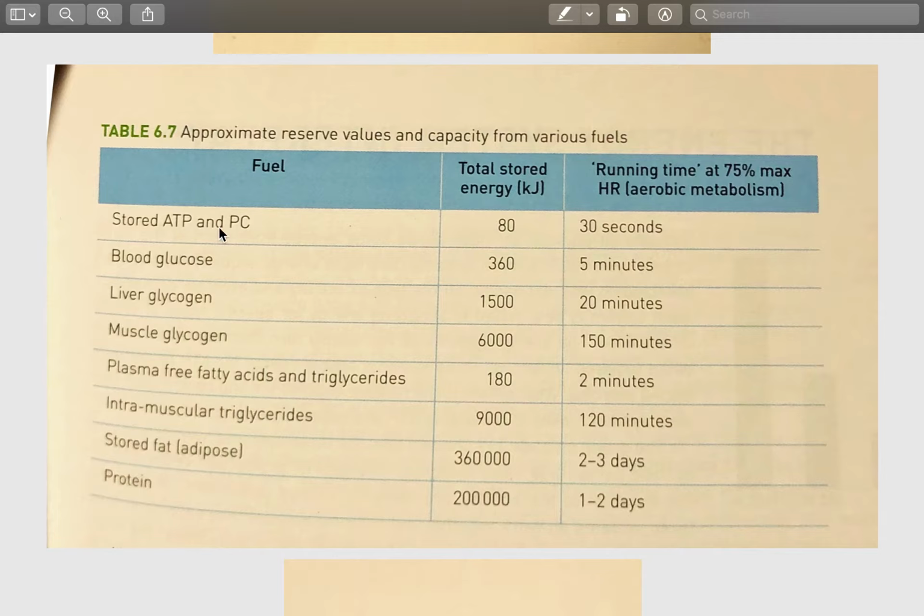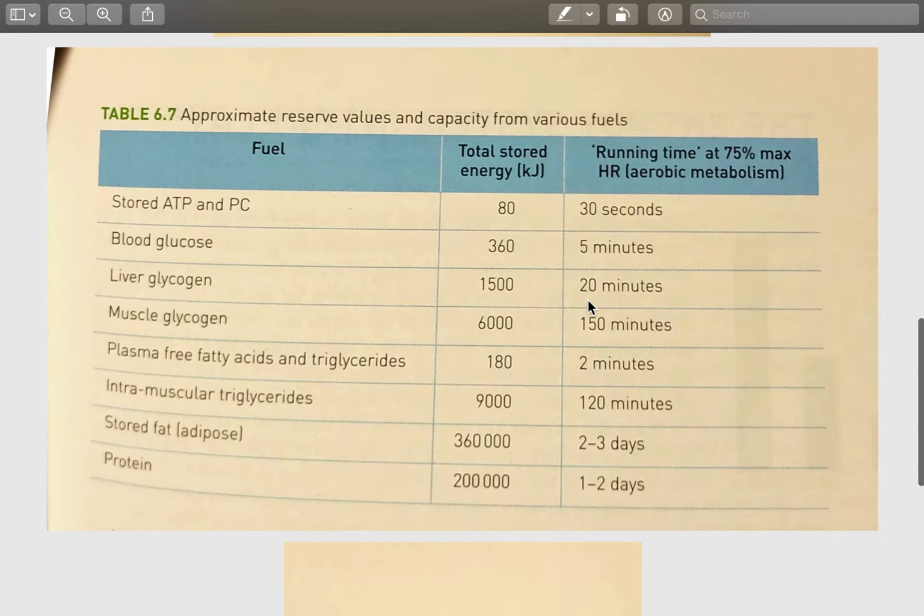Stored ATP and phosphate creatine, running at 150 beats per minute of your heart rate, which is easy to measure, would provide 30 seconds worth of energy. The amount of glucose in your bloodstream would provide you with 5 minutes worth of energy. The amount of glycogen that the liver is able to produce, and we know how that process is happening from that lactate being transported there, gives us 20 minutes worth of exercise. That's a pretty good feedback point.